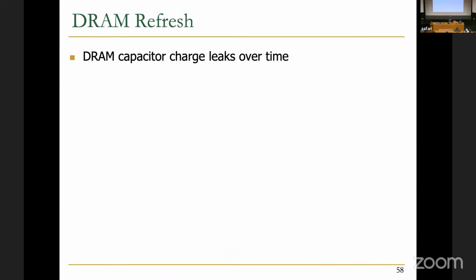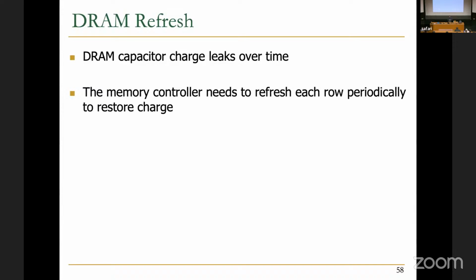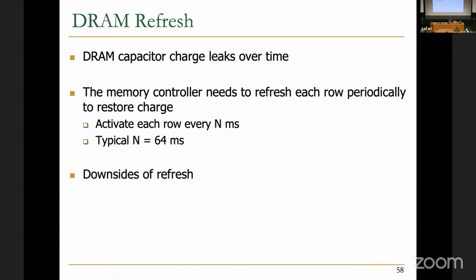DRAM capacitor charge leaks over time, and the memory controller needs to refresh each row periodically to restore this charge. Basically, we need to activate each row every n milliseconds. This n number was 64 milliseconds until DDR4, and now it's 32 milliseconds for normal operating temperatures. In high temperatures, you need to go down to 16 milliseconds.